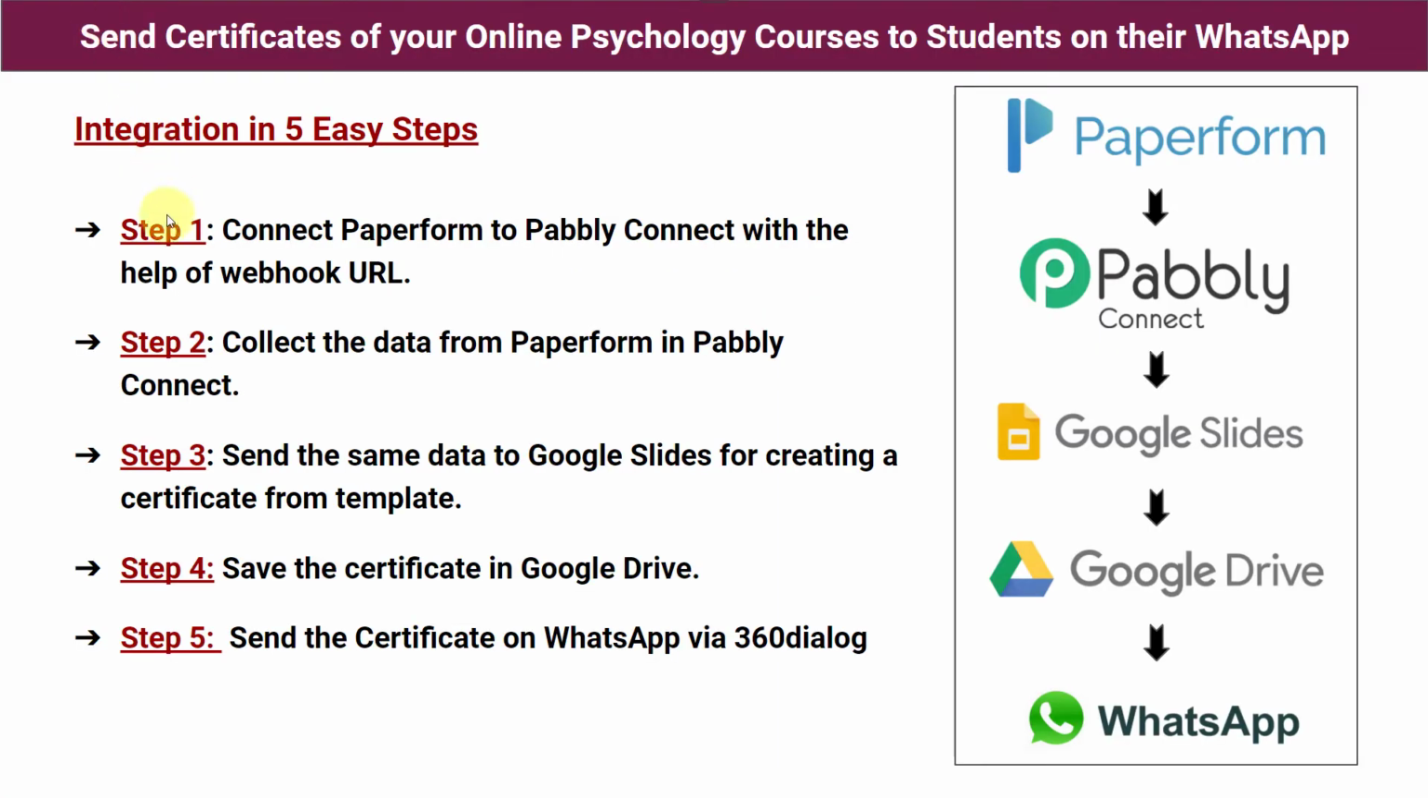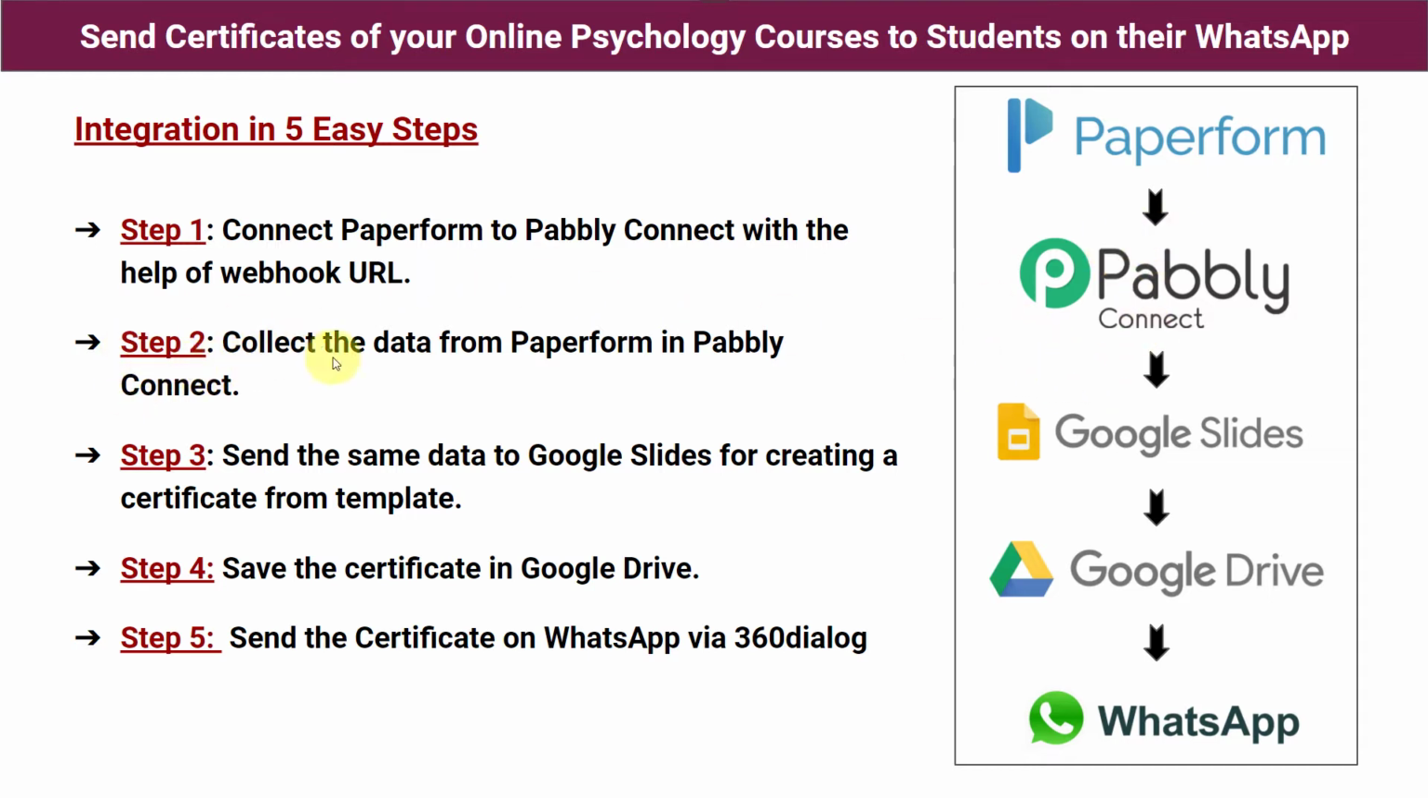So guys, these are the 5 easy steps by which you can also make this integration or connection between your paper form and WhatsApp. So step 1 is connect paper form to Pabbly Connect with the help of a webhook URL. So first of all, we are going to open Pabbly Connect and connect our form which is created by paper form to Pabbly Connect.